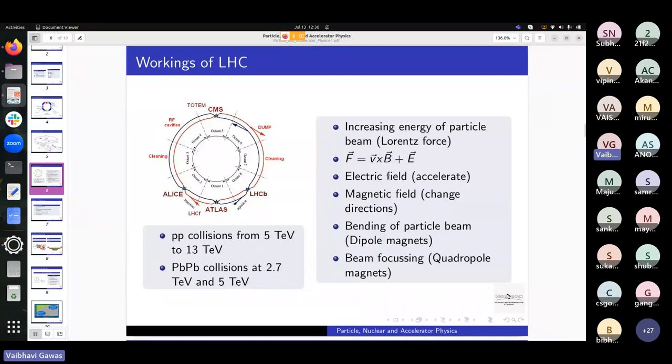While the magnetic field, because the beam is moving in a circular direction, is involved in changing the direction. These are mainly the dipole magnets that we discussed before. So these are the dipole magnets, which help in bending or changing the direction of your beam. And finally, the quadrupole magnets, which are involved in focusing your beam and keeping it intact so that the collision happens at the maximum possible cross section.